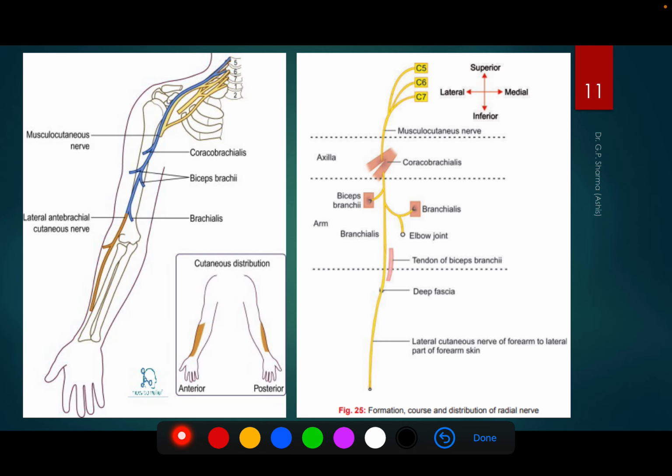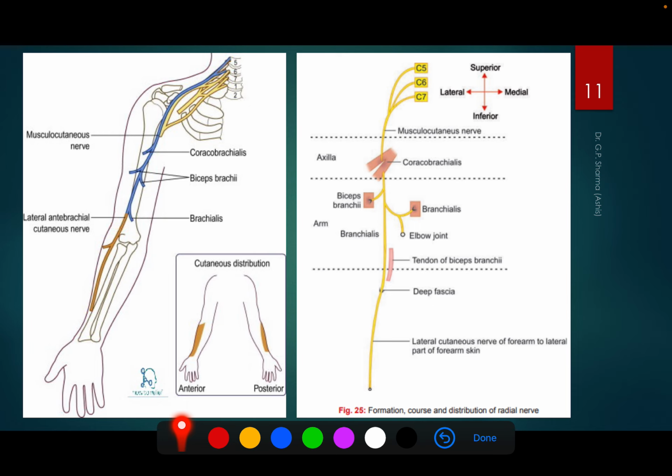Now let's go forward. In this picture also, we can see this is my musculocutaneous nerve. It is passing down. First it is medial, and it comes anteriorly, and then it goes laterally, right? It gives one branch over here for the coracobrachialis, and one for the biceps. Biceps has two heads, that's why it has two branches, the long head and the short head. And it has another branch over here for the brachialis muscle, and the terminal branch is the lateral cutaneous nerve of the forearm.